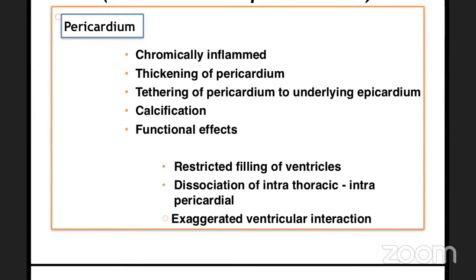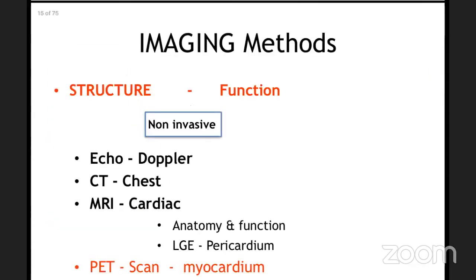This is an important thing to remember when we come to the diagnostic procedures and the differential diagnosis between the two. So if thickening of the pericardium is one of the pathological features, why not we differentiate them just by knowing the thickness of the pericardium?